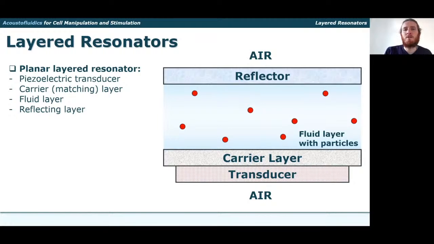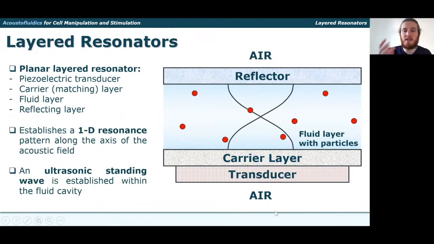We should also mention that in a layer resonator, the reflector and transducer layers are also air-backed. Upon activation of the transducer, a one-dimensional resonance pattern is established along the axis of the acoustic field, which leads to the formation of an ultrasonic standing wave within the fluid cavity. And based on what we said before, particles in suspension within the fluid may be manipulated towards pressure nodes or pressure antinodes, depending on the acoustophoretic contrast factor.